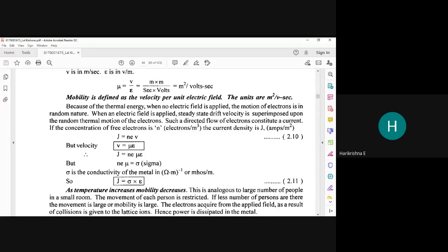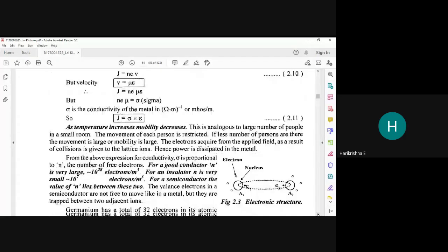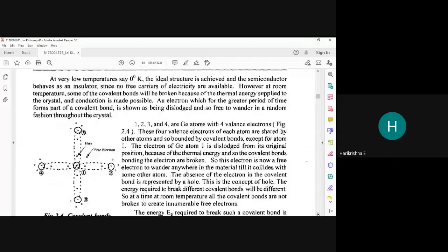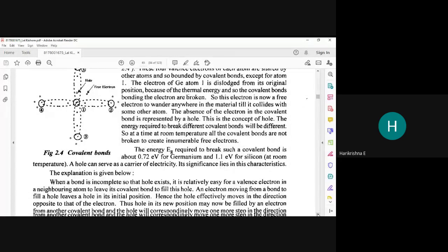And one more thing is that if temperature changes, electron hole pairs will be created, so that the number of free electrons and the number of free holes will increase. So as the temperature increases, the conductivity will increase. So you note down that point: conductivity increases with increasing temperature. Now we are moving to the next one.